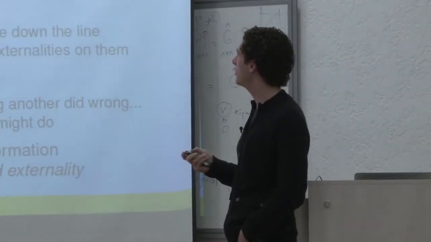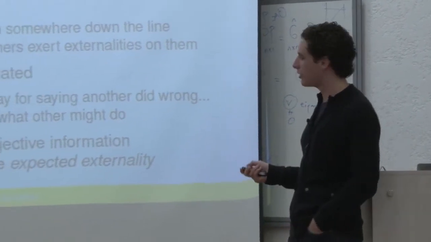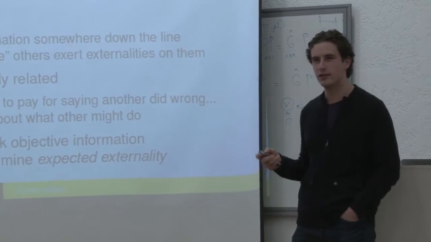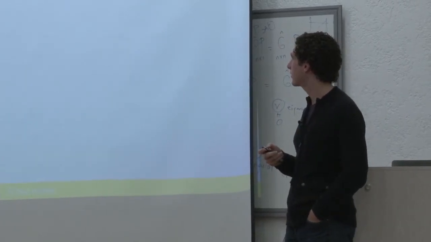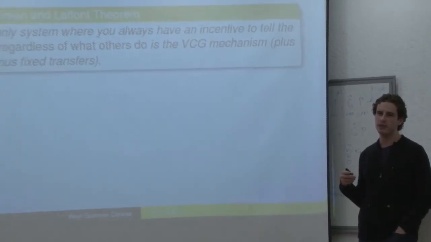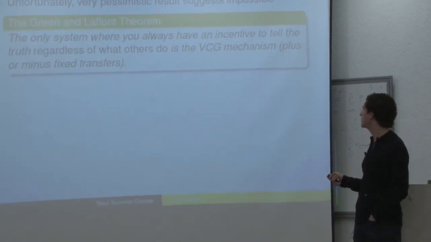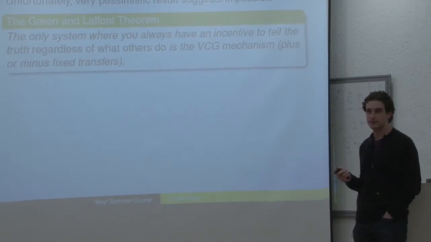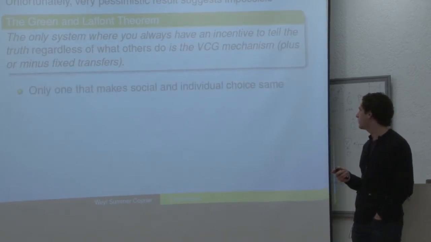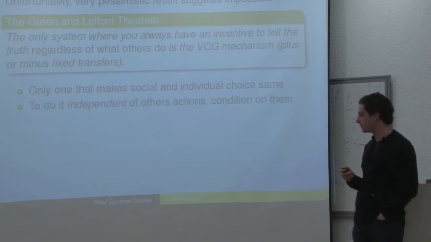Unfortunately, the expected externality does not give people an incentive to tell the truth always. So it turns out that the only system that gives people an incentive to tell the truth, regardless of what other people say, is the VCG mechanism, because it's the only one that makes social and individual incentives exactly the same.